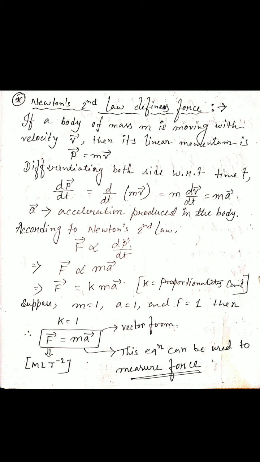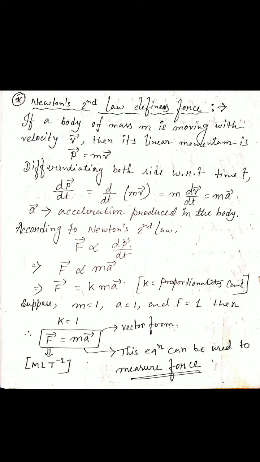Now to get the value of this proportionality constant k equals 1, we consider a body of unit mass, unit acceleration, and the force is also a unit, 1 Newton, applied on the object. So suppose m equals 1, a equals 1 and F equals 1, then k equals 1. That means F equals 1 Newton, m equals 1 kg and a equals 1 meter per second square. Putting these values in, we get k equals 1. So we can write F equals m into a.